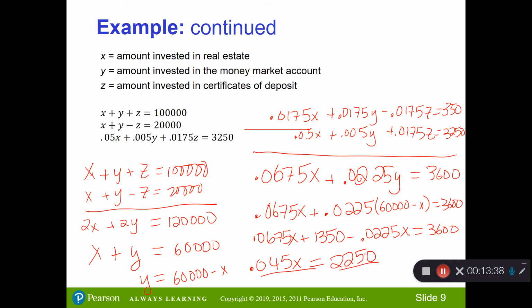So now I'm going to divide by 0.045, and I get x is 50,000. As soon as I know x is 50,000, I plug in here and get y is 10,000. Plug in anywhere to get the z, so the easiest equation is the first one. So 50,000 plus 10,000 is 60,000, so this has to be 40,000. So now we would answer the question by saying he invested 50,000 in real estate, 10,000 in money markets, and 40,000 in certificates of deposit.